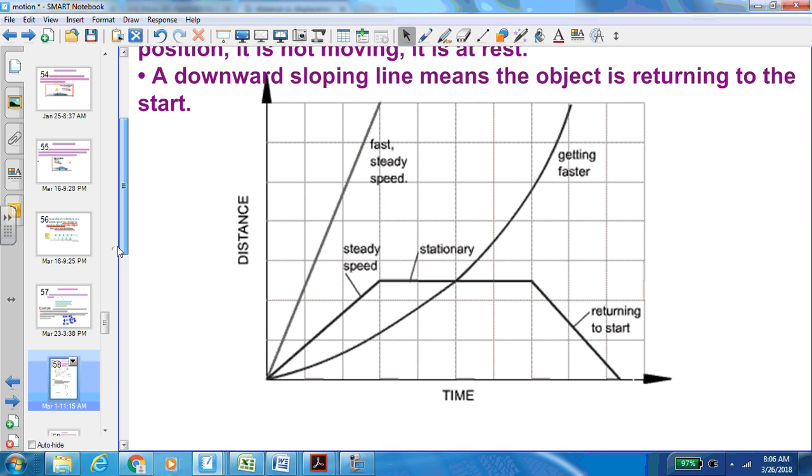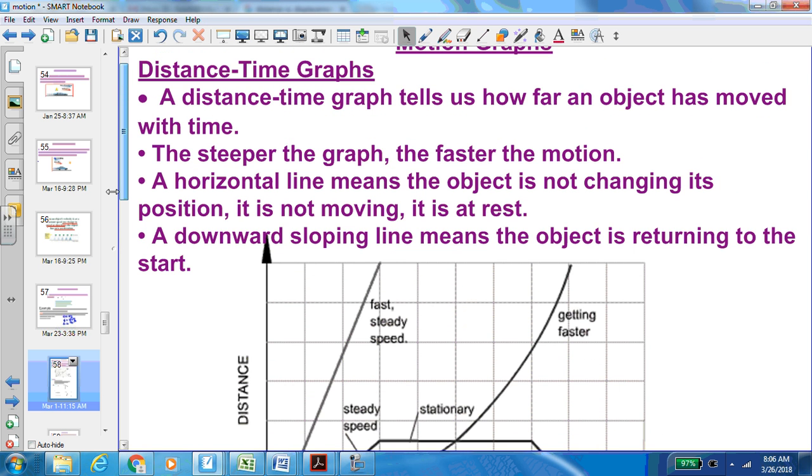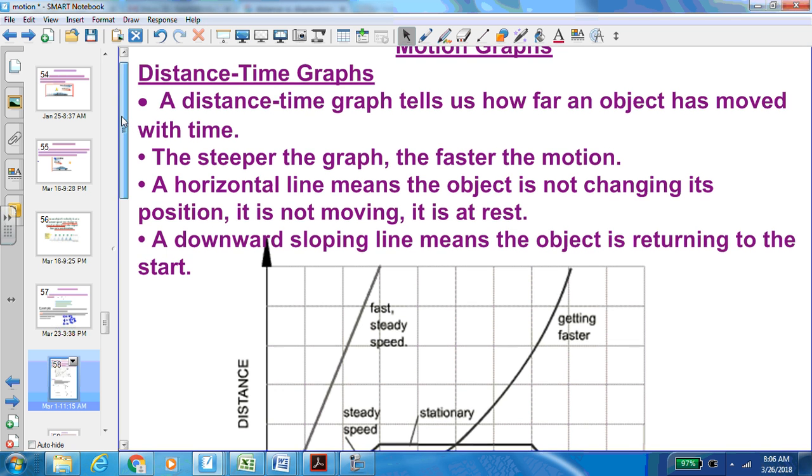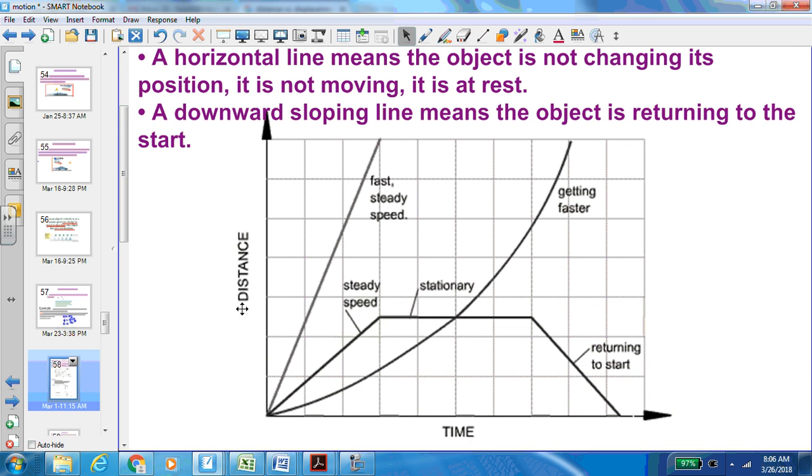And you already have a picture of this on your graphic organizer. You do need to add these bullet point notes because they tell you information about what these different lines mean on this type of graph. First of all, a distance time graph tells us how far an object has moved with time, okay? Hence, you've got distance on your vertical axis and then time on your horizontal axis.